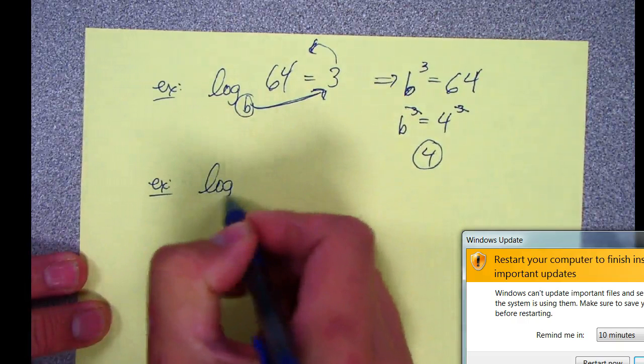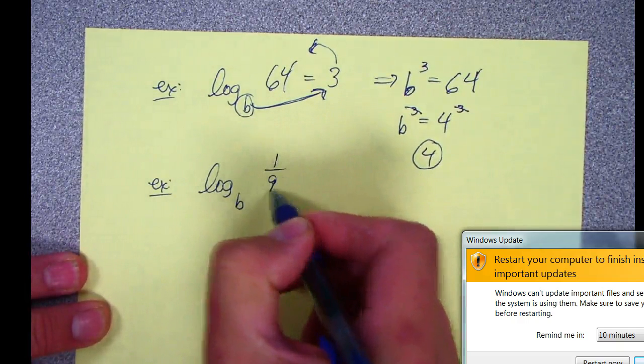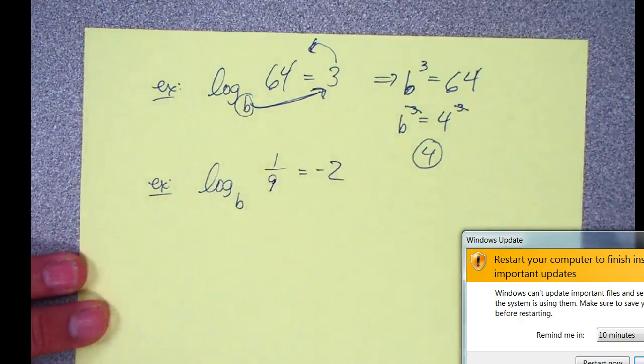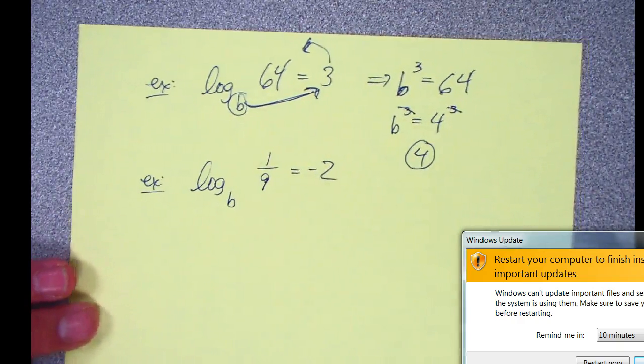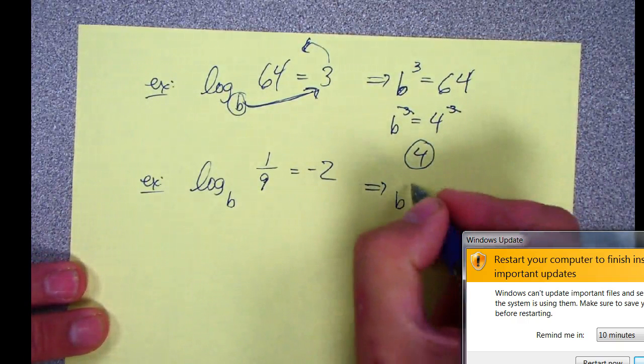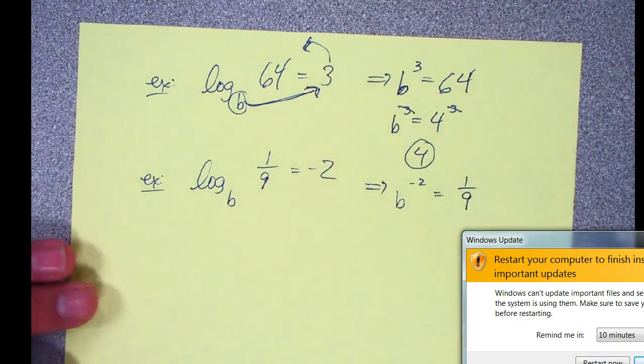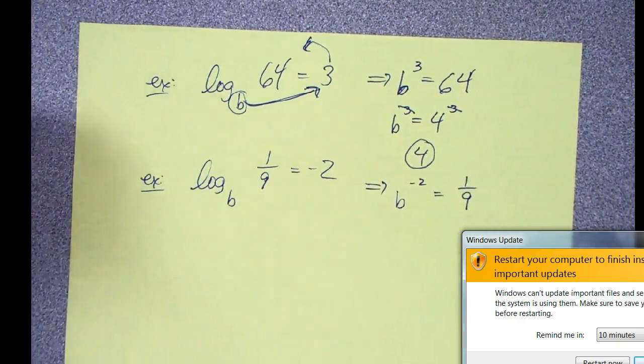Let's say log base b of 1/9 equals negative 2. So again, the first thing I'm going to do is throw it into a power equation. So b to the negative second equals 1/9. And you can reason through it, or I'm going to show you how to do it in the fraction form and write out your steps too.